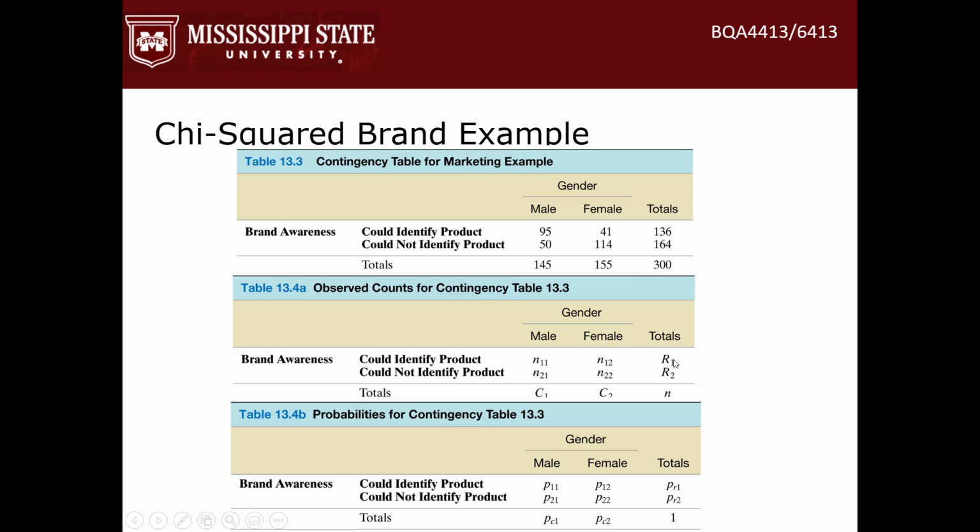Well, let's just put the numbers here, which is the row totals, could and could not identify the product, the column totals, male and female, and then the total n. Now we can convert all these numbers into probabilities just by dividing by n. And so we get the probability that somebody in our experiment is a male who could identify the product, a female who could identify the product, a male who could not identify, and a female who could not identify.